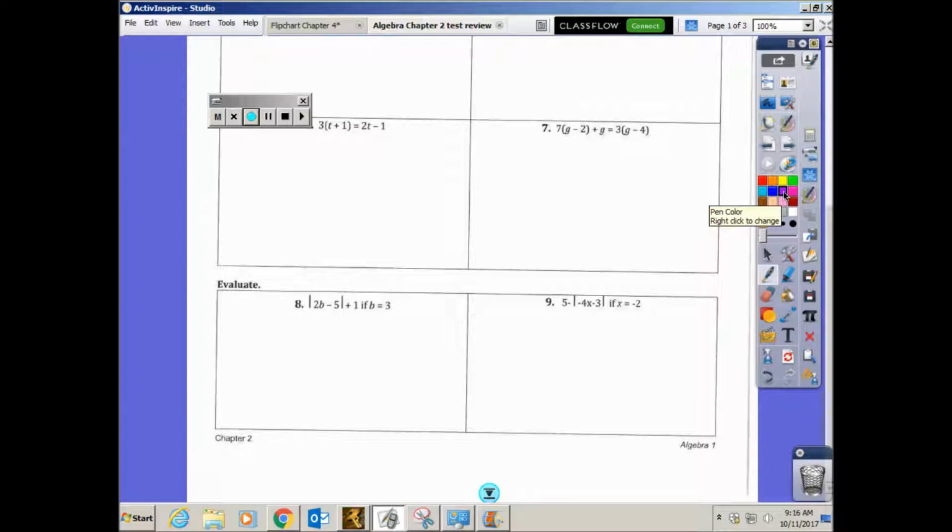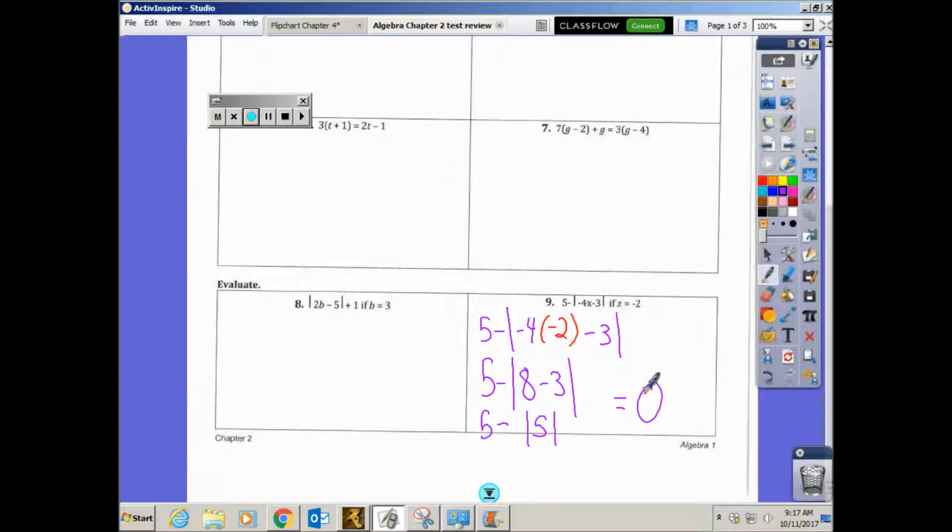Changing the color here. For the next problem, 5 minus the absolute value of negative 4 x, and for x, I am substituting in negative 2, minus 3, absolute value bar. 5 minus the absolute value of negative 4 times negative 2 is positive 8. Minus 3. 8 minus 3 is 5. The absolute value of 5 is 5. 5 minus 5 equals 0.